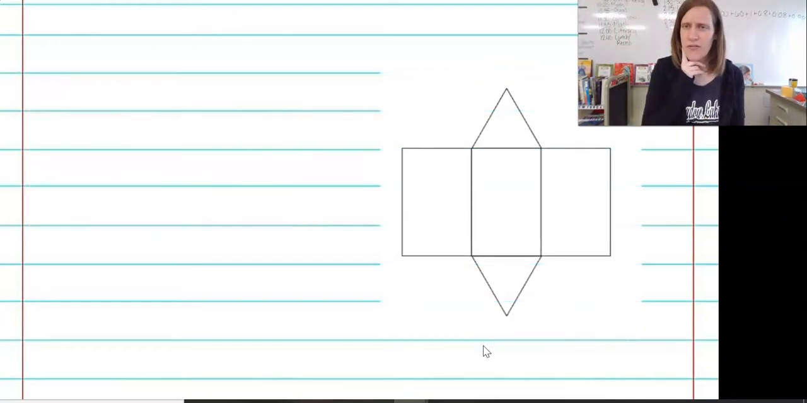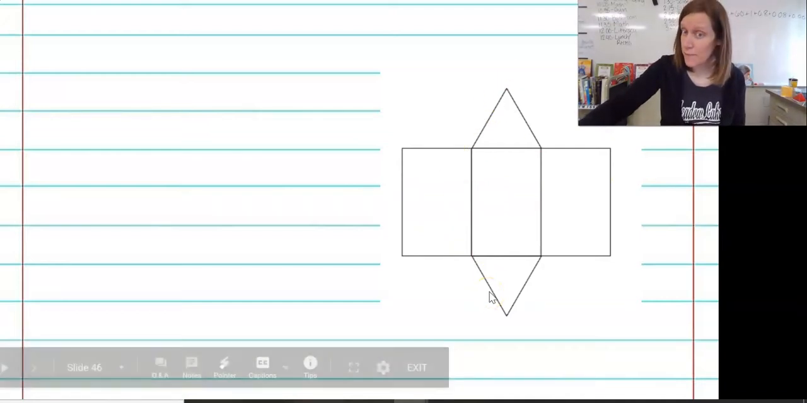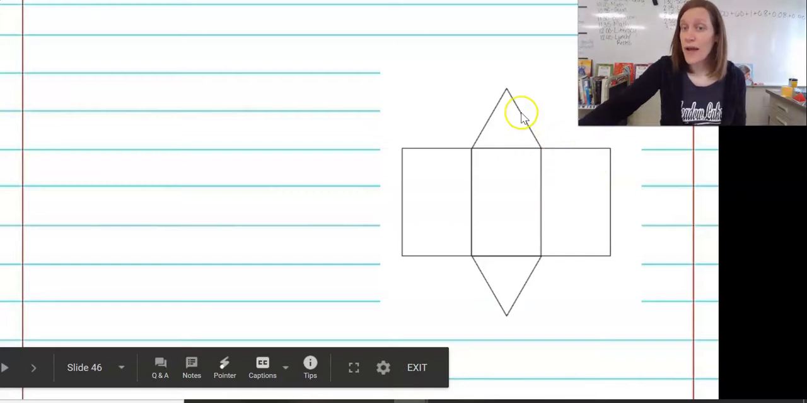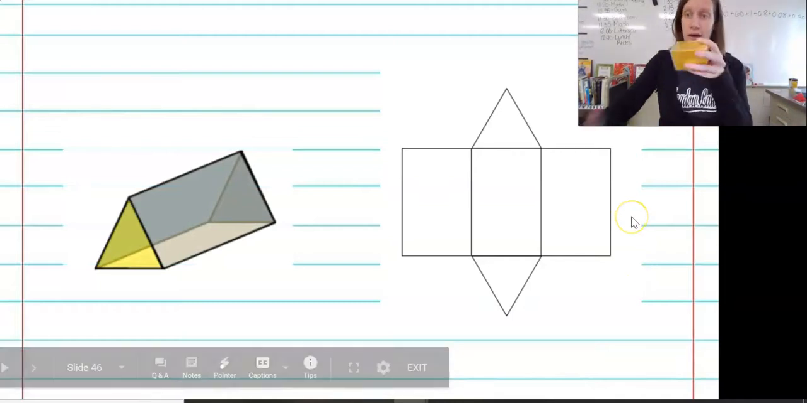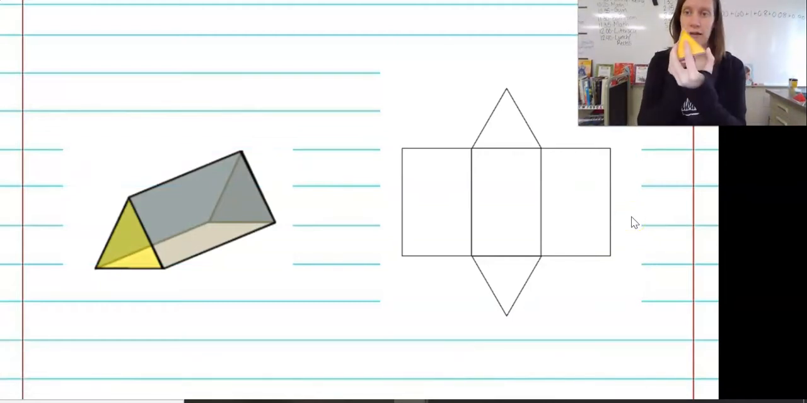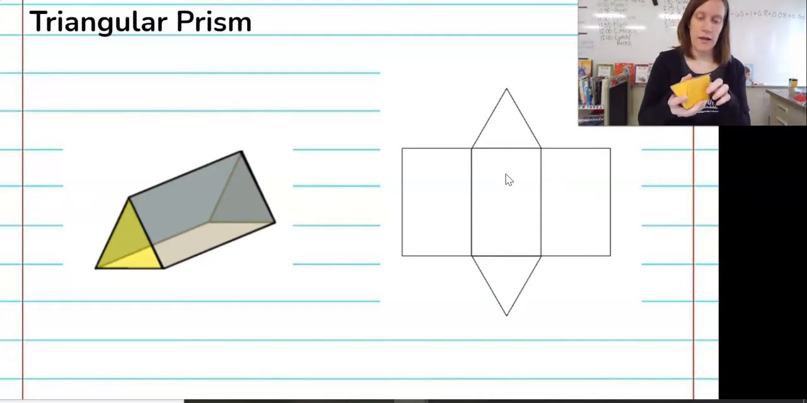Then I might see just the net first and have to think to myself, what 3D shape does that make? Well, it has 2 bases, which are triangles, and those triangles are connected by rectangles. Shapes that have 2 bases and are connected by rectangles are prisms. So I know this is a prism, and then I know it's a triangular prism because my 2 bases are triangles. So there you can see a picture of it, and I also have one right here. Our 2 triangular bases connected by rectangles. So it is a triangular prism.